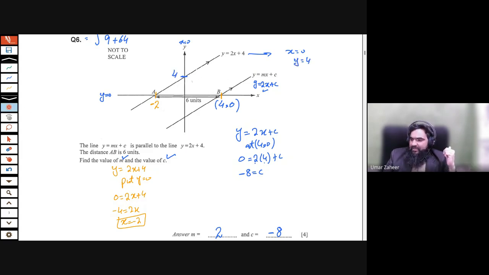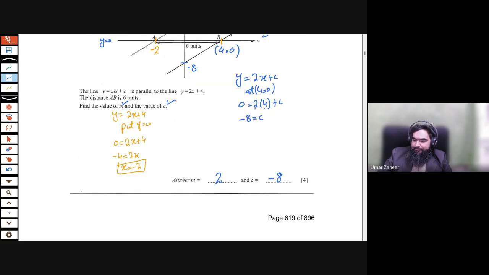Okay. Now, the distance between these 2 points is 6. So if it is -2, this point will be positive 4: -1, 0, 1, 2, 3, and 4. So we will get the gradient, that is 2. To find the y-intercept, we have to substitute this point in the equation. We will get the c value, that is -8, means this is the value, that is -8.